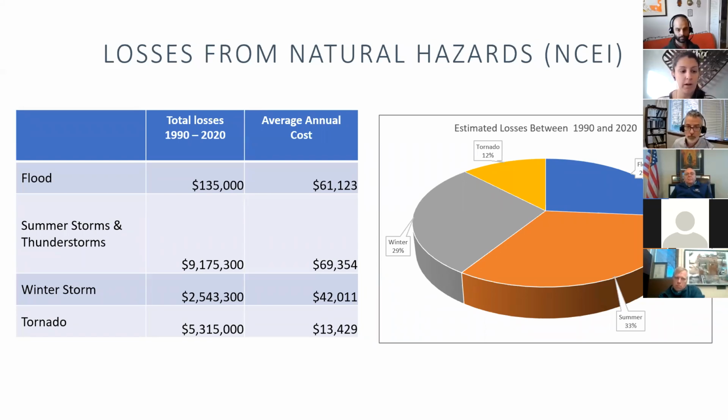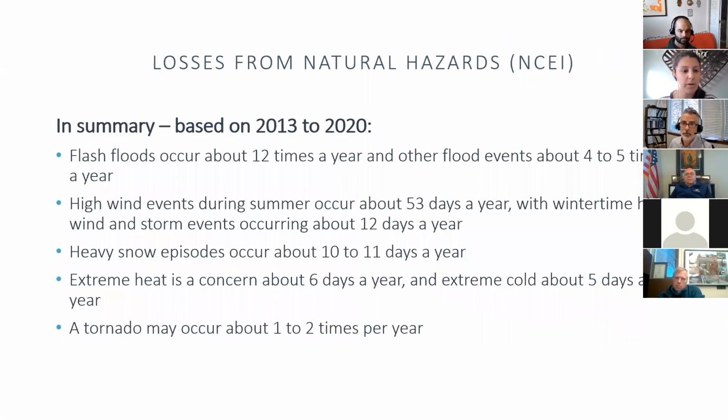Again, we can see that summer storms, thunderstorms, still causing the most damage, resulting in the most losses with over $9 million. Winter storms and tornadoes, again, coming in second, 2.5 for winter, 5 for tornado, and then flooding at 135. So it looks like summer storms, winter storms, and tornadoes seem to be impacting the region the most, again, according to NCEI reporting. Next slide for me, Noah.